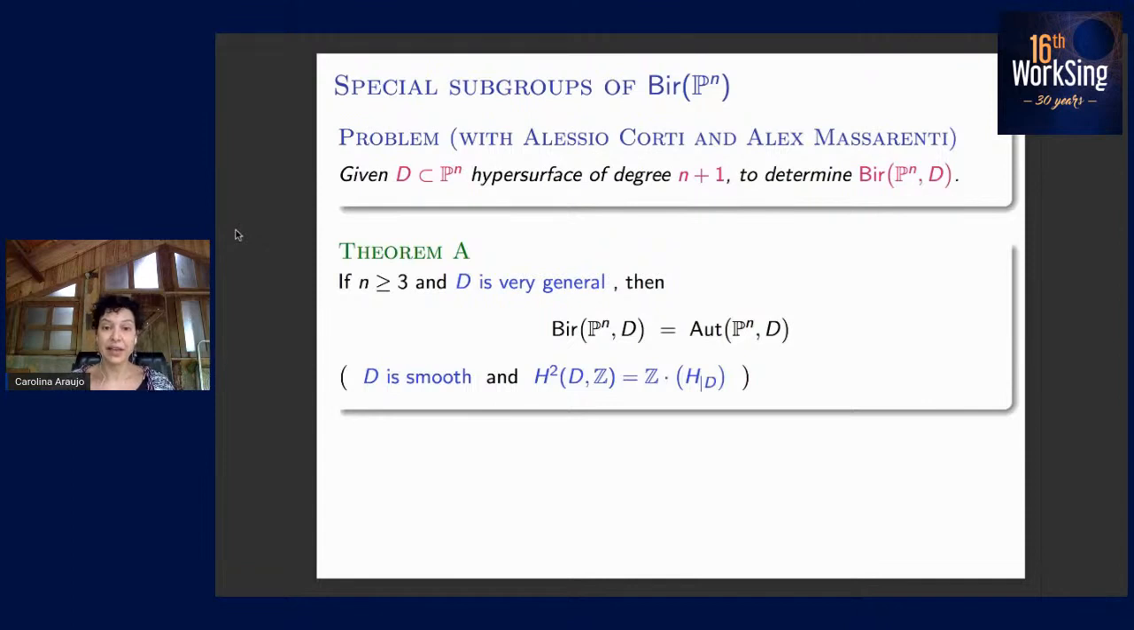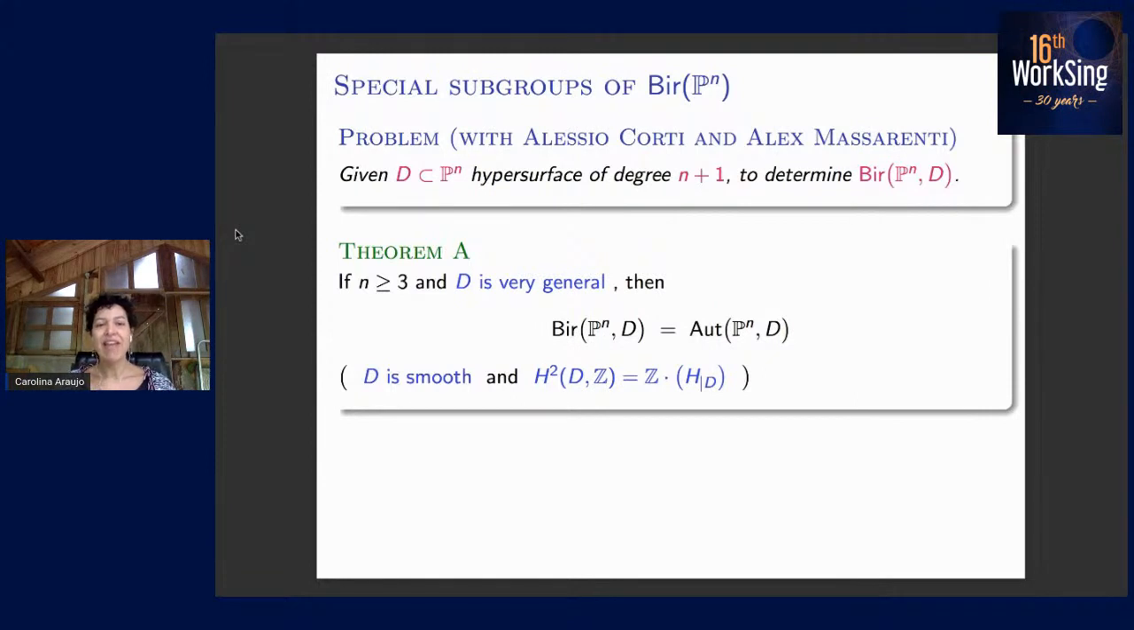We start by proving, as I said, that if D is very general, and by that I mean it is smooth and it satisfies the Lefschetz hyperplane theorem, so the H2 of D with Z coefficients is just the restriction of the hyperplane class, or the Picard group of D is obtained by restricting hyperplane classes from the ambient space. In this case, there is not really any interesting Cremona transformation preserving the volume form associated to D, and this group is just the group of automorphisms of Pn that fix the divisor D. So not very interesting.